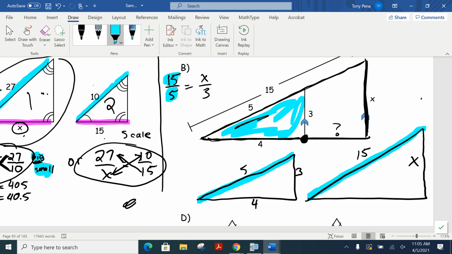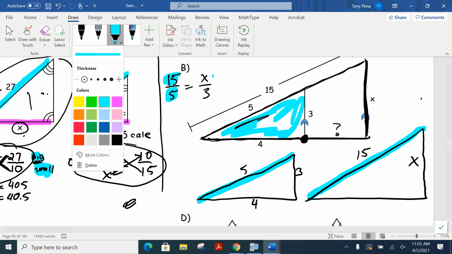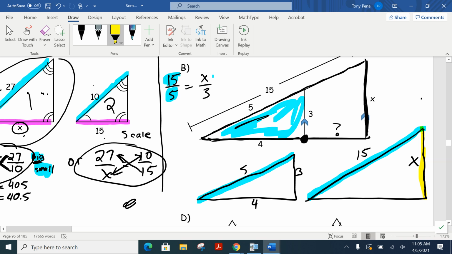Because she went big to small, she put the bigger triangle side over the small triangle side. The same thing better be true over here. So if we look at that triangle, find the corresponding side. She has to include x, right? You better include the x. So the x is the big triangle side, so she put that on top, and then that corresponds to 3, the small triangle's corresponding side. All right, that should work perfectly.